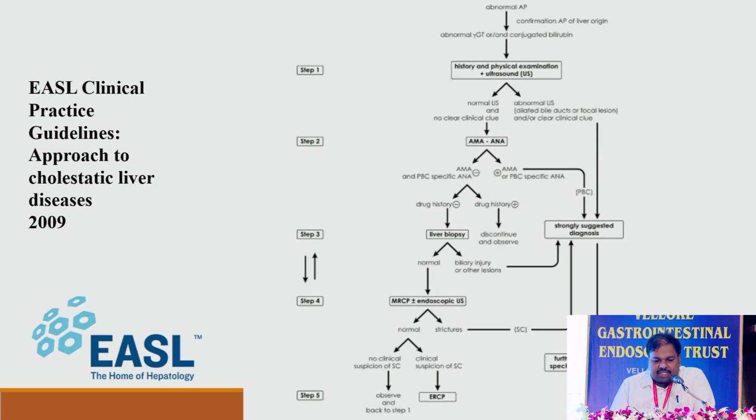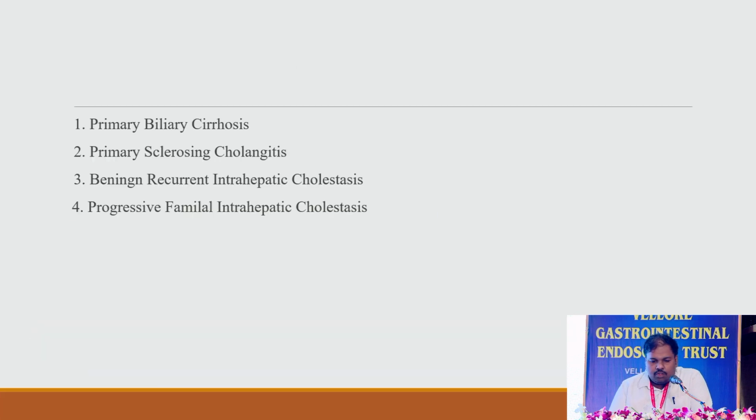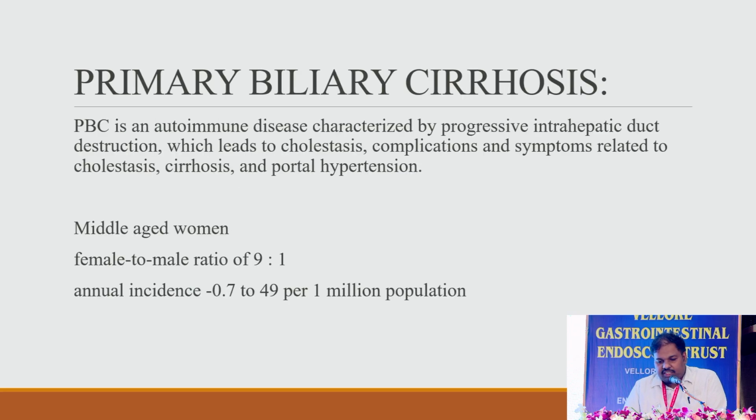As per the guidelines, the main test is the AMA antibody. If AMA antibody is present, then we should look for intrahepatic cholestasis predominantly. The main four diseases of intrahepatic cholestasis are primary biliary cirrhosis, primary sclerosing cholangitis, benign recurrent intrahepatic cholestasis and progressive familial intrahepatic cholestasis. We will look into each one of these.